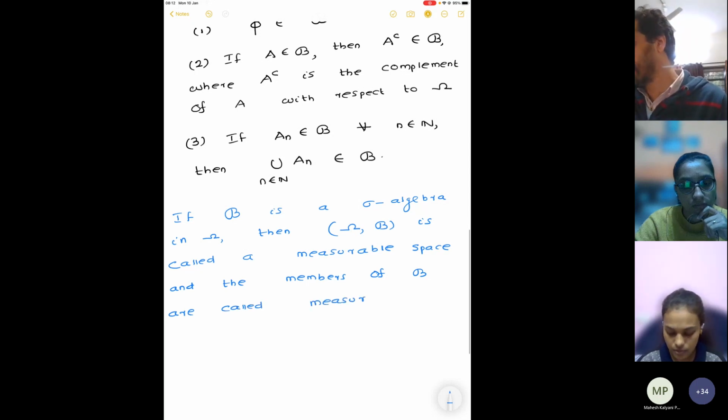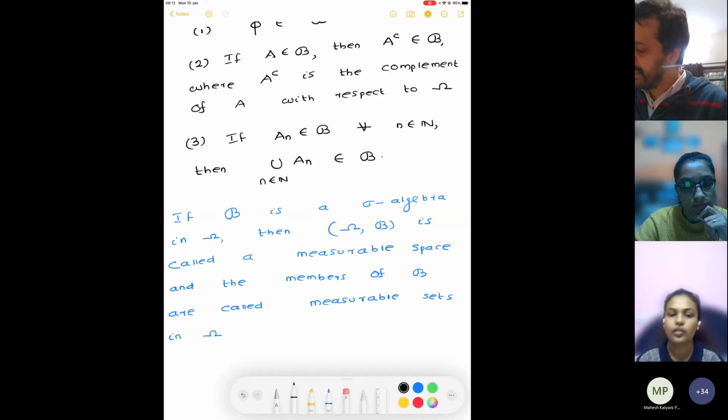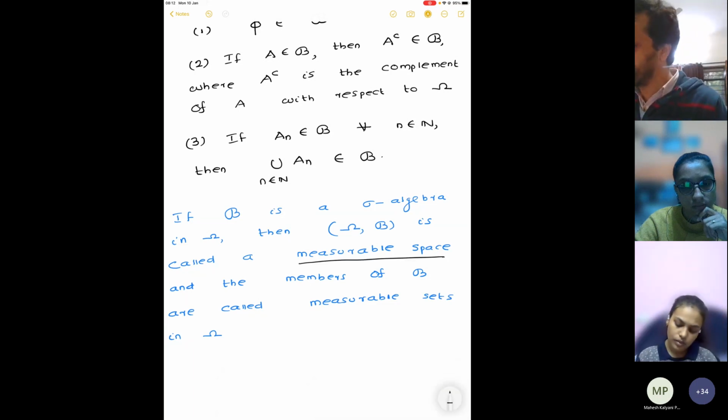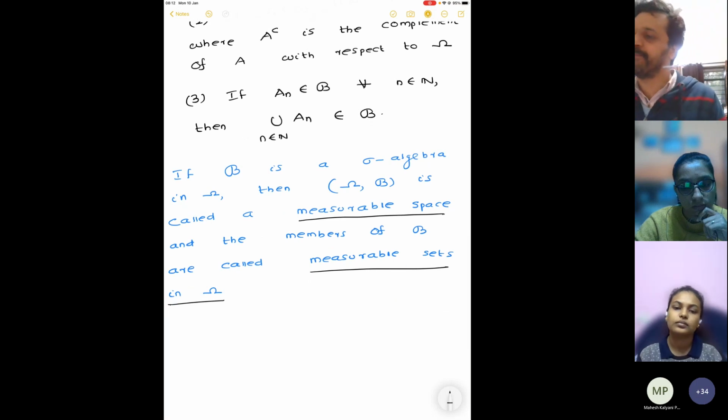Are called measurable sets in omega. If every subset of omega can be measured, then well and good, but we cannot expect it. Measurable space and measurable sets. These are two definitions that I am including along with what I defined previously.